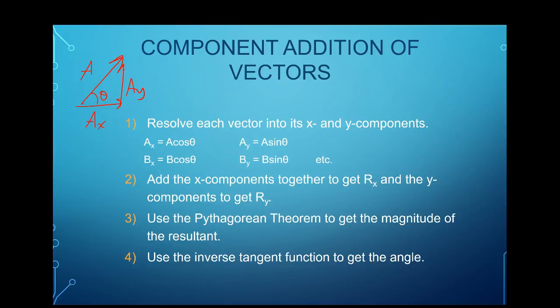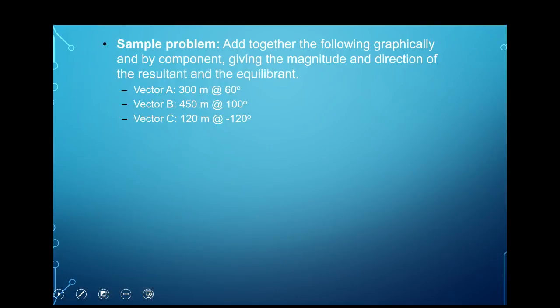And we can do this for a series of vectors A, B, C, etc. We would then add all the x components to get Rx, the resultant in the x direction, and we do the same thing with the y components to get Ry, the sum of the vector components in the y direction. We would use the Pythagorean theorem to get the magnitude of the result and use an inverse tangent function to get the angle. So as a quick example, let's say we have these three vectors and we want to add them graphically and by component.